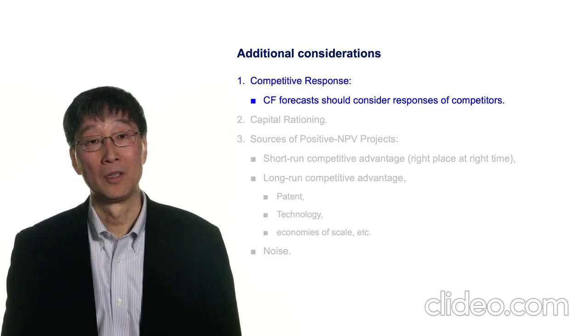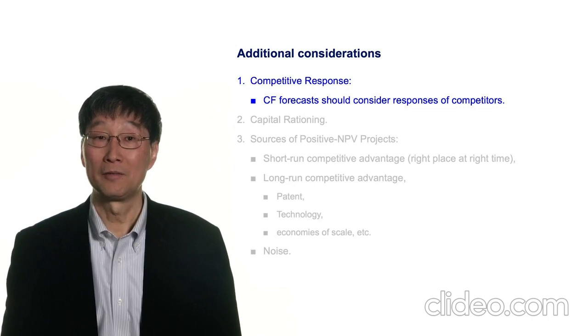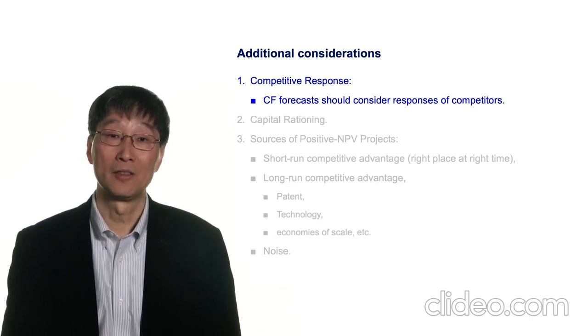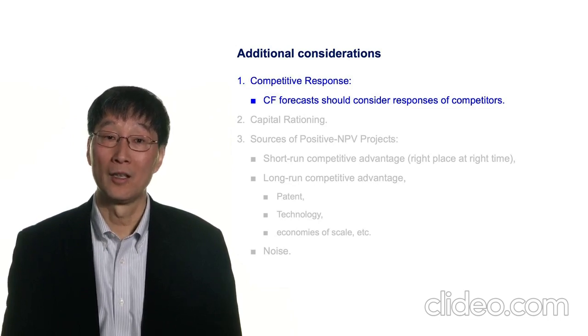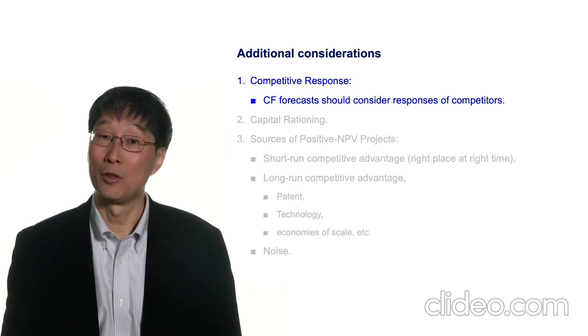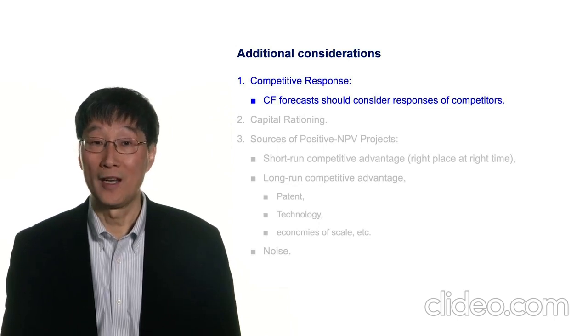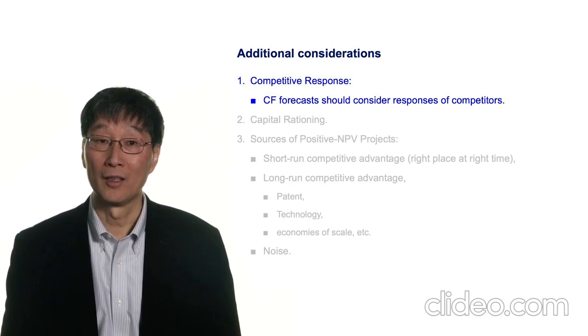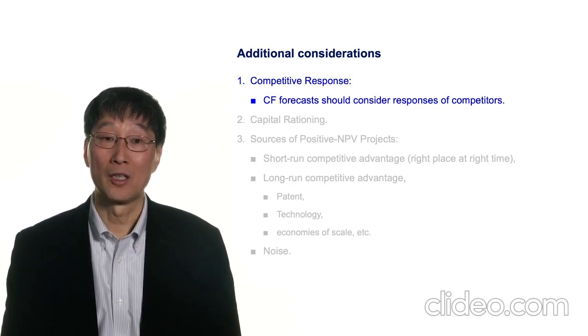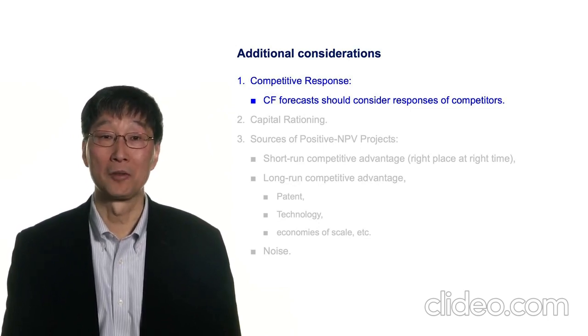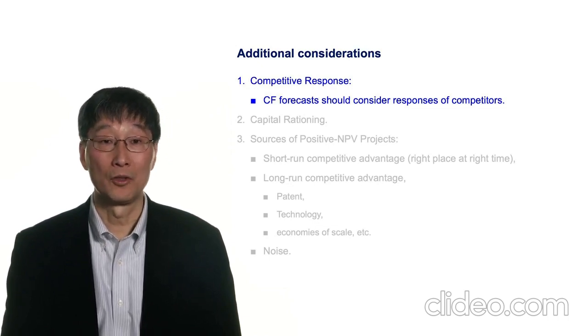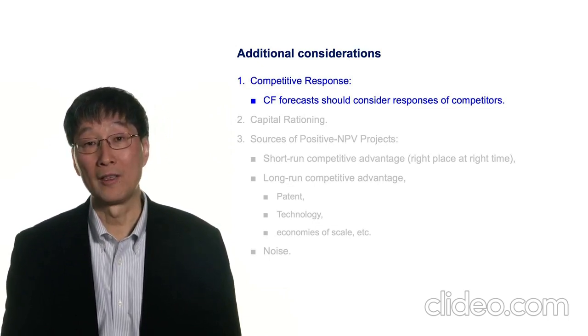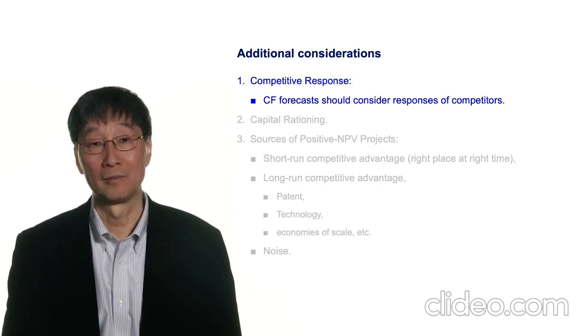One example is the response of competitors. If a project is very profitable, such as a new product or a new business model, it is easy to think that the profit will continue for a while. But the fact is, a more profitable project will more likely attract imitators. They will cut into the project's future cash flows. Underestimating future competition can lead to overly optimistic cash flow forecasts.